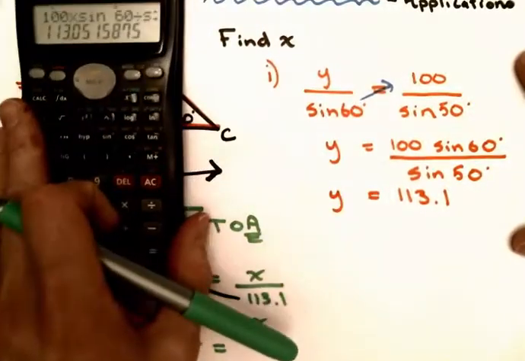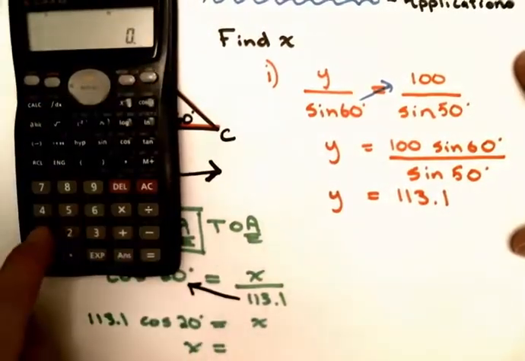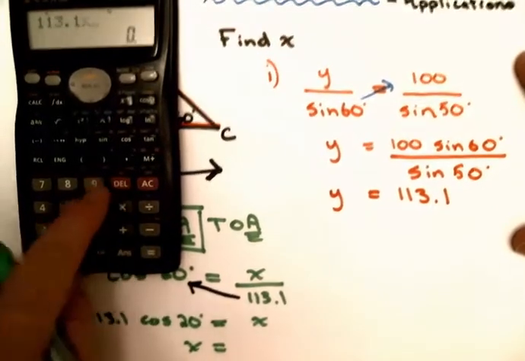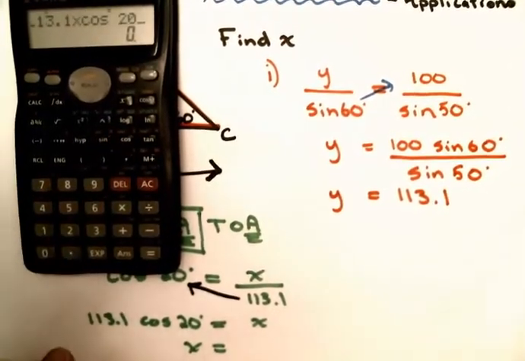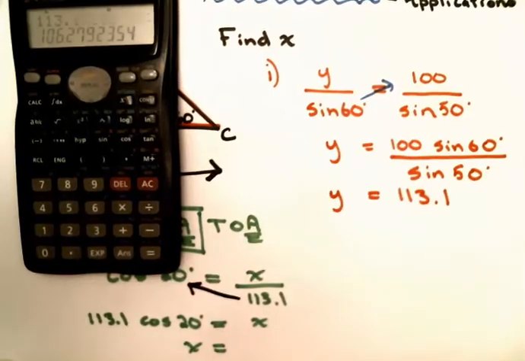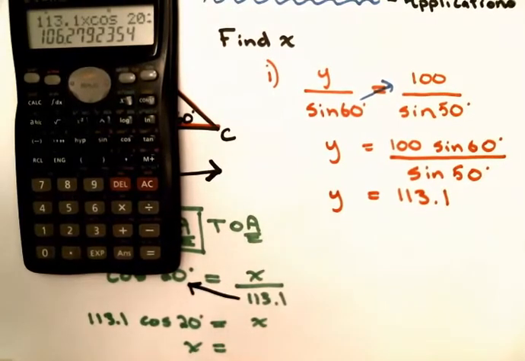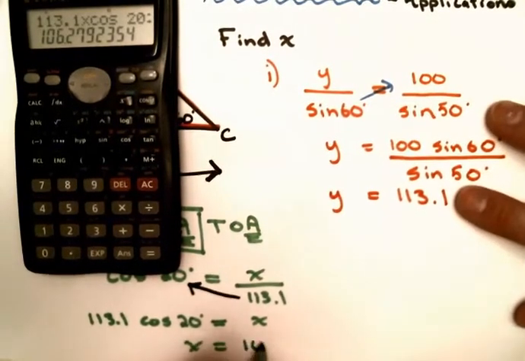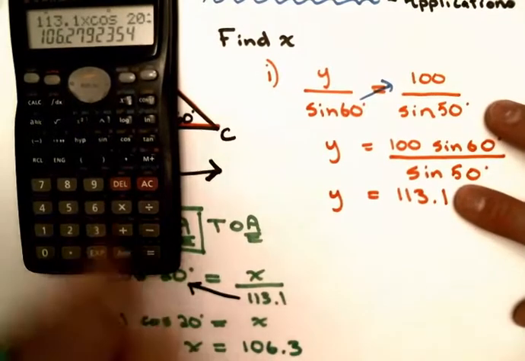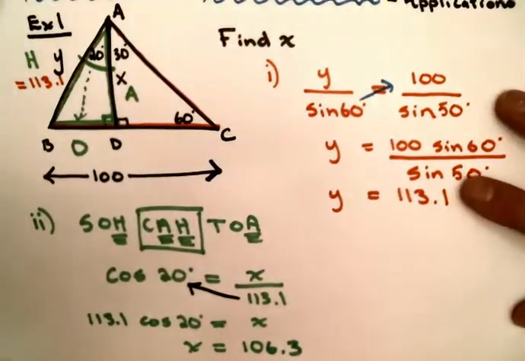So let's see what that gives. 113.1 times cos 20, and you end up getting 106.3. And that is your final answer. You were asked to find x. There's no units, so you've solved the question.